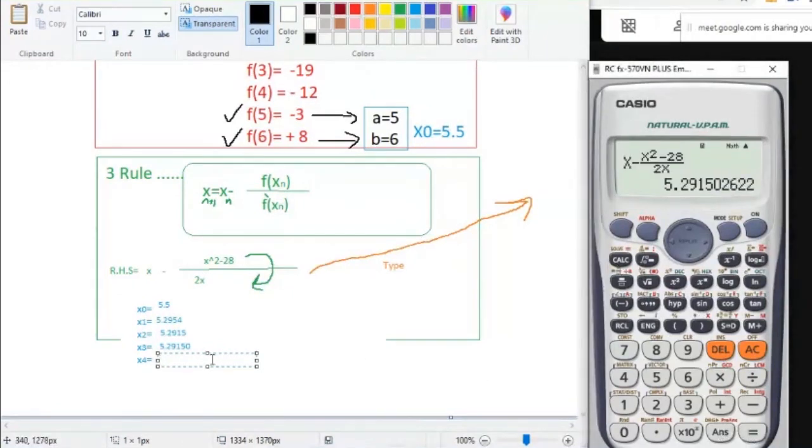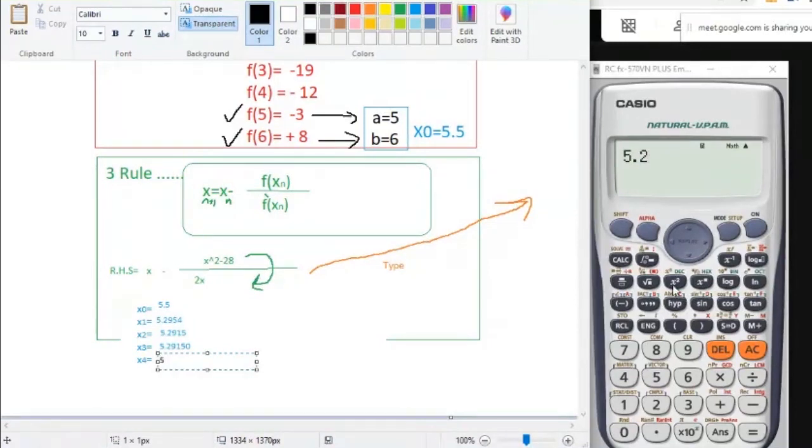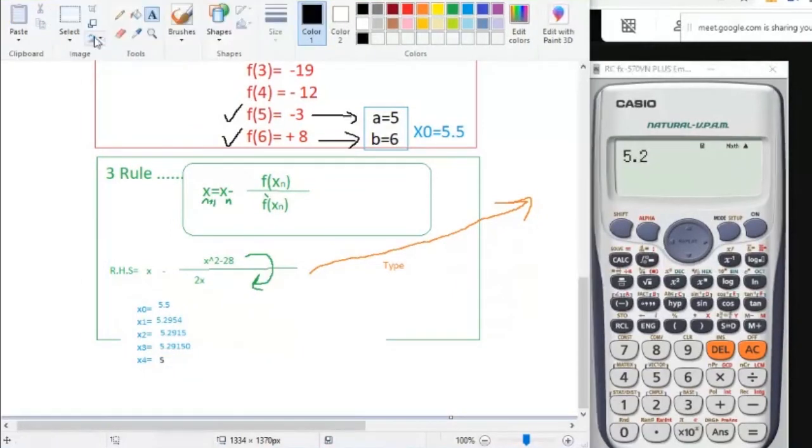It will give me how much? 5.2. I think I did something wrong here. Can you guide me? Almost it will be this number again, the same. Then I will copy it and I will put it there. Then here is iteration 4. Yes, correct. It will be this number, and according to that, this will be the final answer.